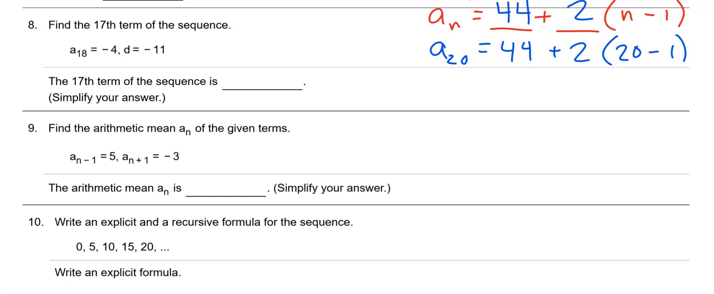Okay, look at question 8 here. They want me to find the 17th term of the sequence. All right, so what they have shown me, so we've got the 17th term here. Can you tell me what the 18th term is? The 18th term is -4. All right, that's your 18th term.